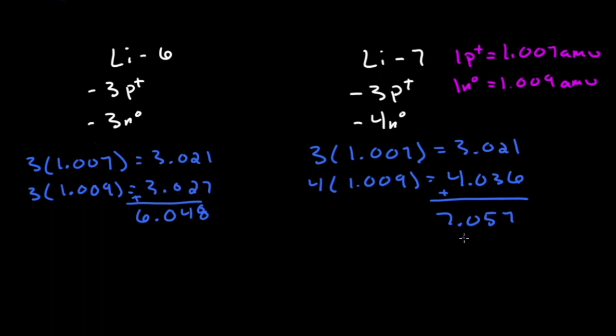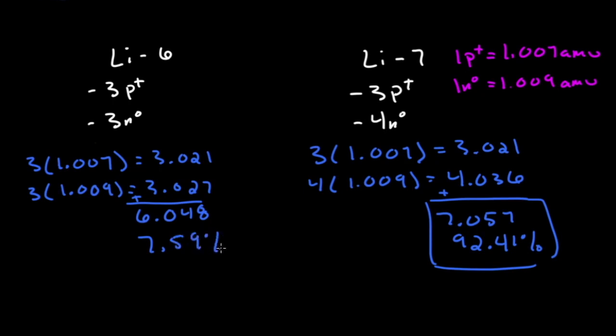So this one's going to be about 92.41%. And this one over here is going to be about 7.59%. And so we have these two different versions of lithium. And if we were to scoop up some lithium, 92.41% of it would have this atomic mass. So I'll put AMUs here, and we'll put AMUs over here.